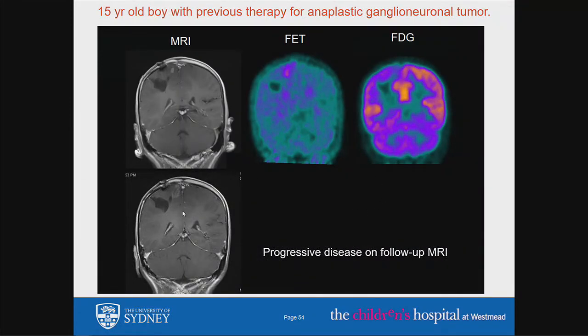This is a follow-up MR scan showing progression of that lesion. It wasn't biopsied, but he went on to succumb to his disease. So although not biopsy proven, clinical follow-up confirmed that that was residual disease.